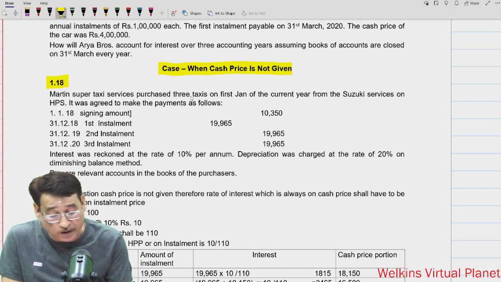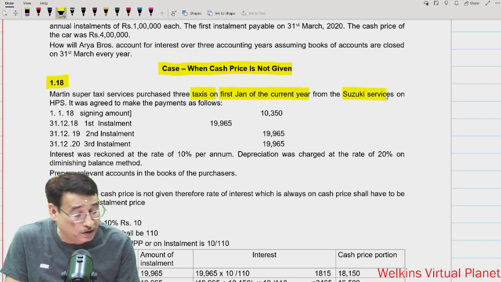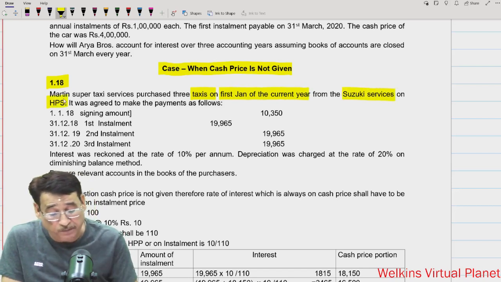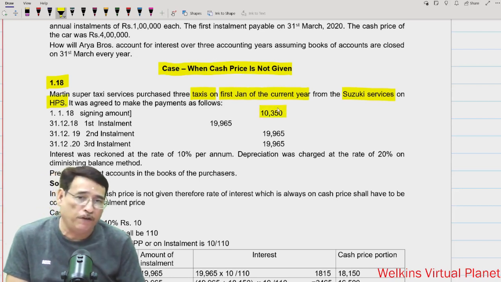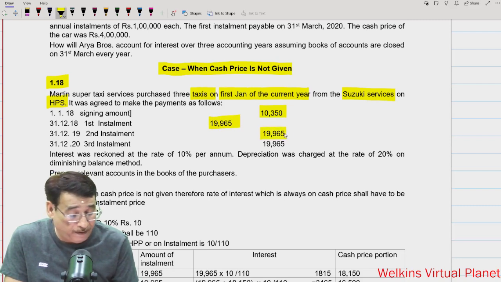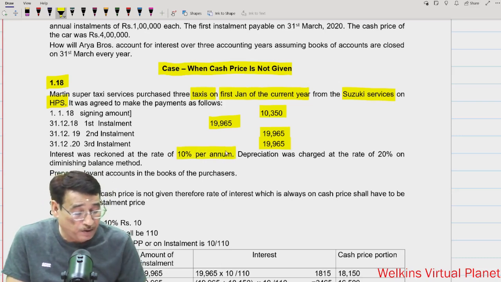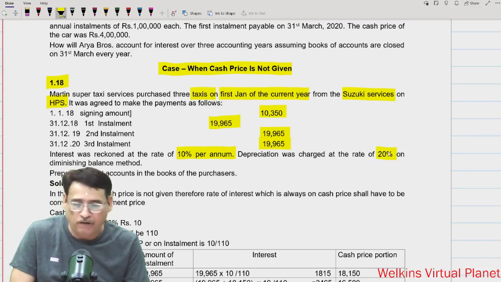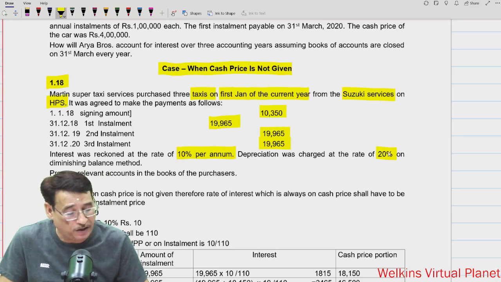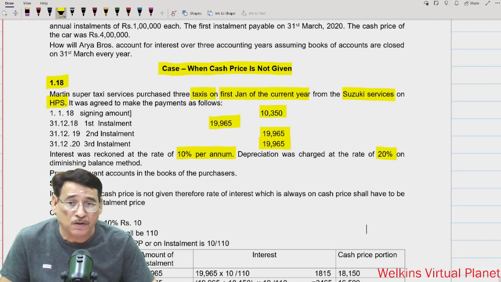Martin Super Taxi Services purchased the taxis on 1st of January of the current year from Suzuki Services on hire purchase system. Now, on the first day, we paid $10,350 and first installment at the end of the first year is $19,965. Then again, $19,965, again $19,965. Interest is 10% per annum. And of course, depreciation is given, but importantly, we are concerned with only rate of interest, correct? So how to do this sort of question? Just pay attention. Just give me a minute or so.